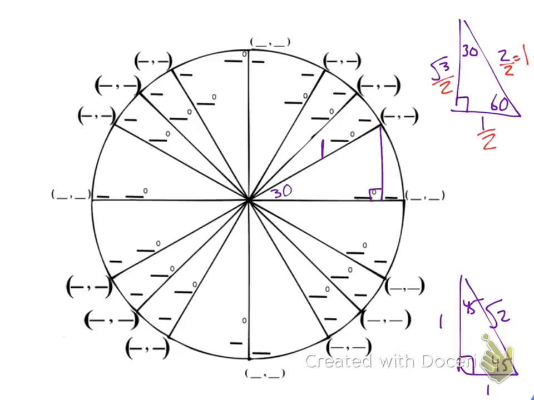I can do the same thing over here and divide everything by square root of 2, because now that's 1. And then you get 1 over square root of 2, 1 over square root of 2. So that means this triangle has a 1/2 at the end, square root of 3 over 2, and 1. Now we're only going to do this for a couple of these.